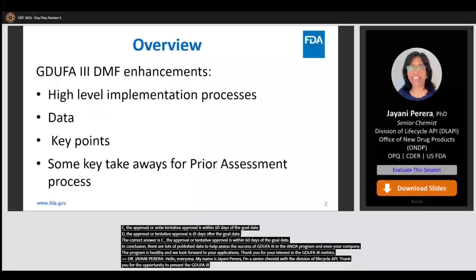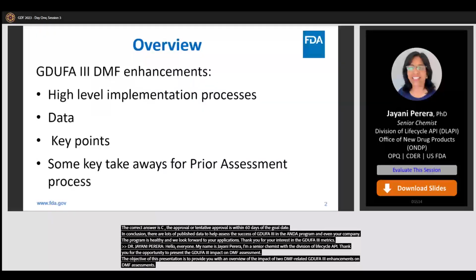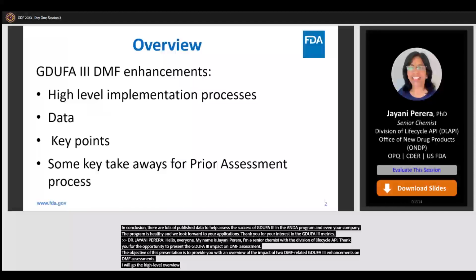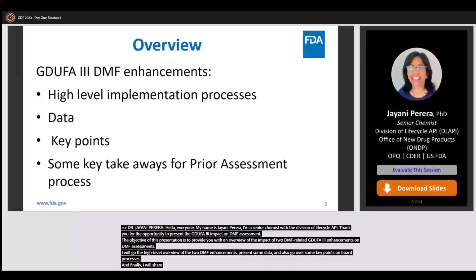The objective of this presentation is to provide you with an overview of the impact of two DMF-related GDUFA III enhancements on DMF assessments. I will go over a high-level overview of the two DMF enhancements, present some data, and also go over some key points on both processes. Finally, I will share with you some key takeaways for the prior assessment process.